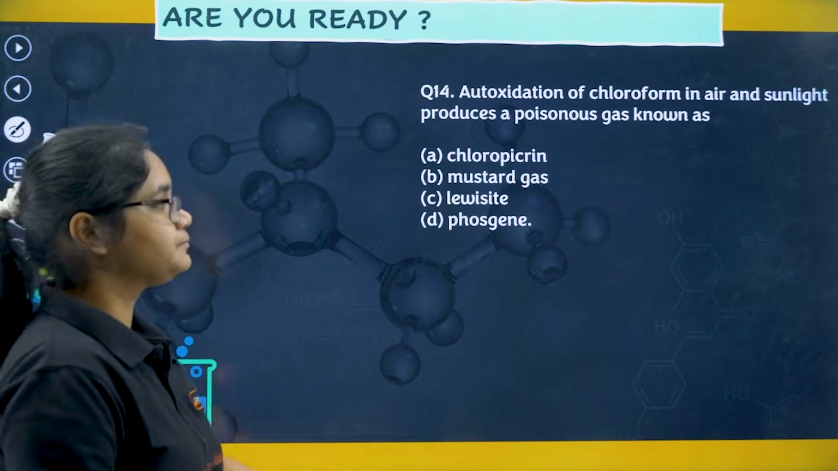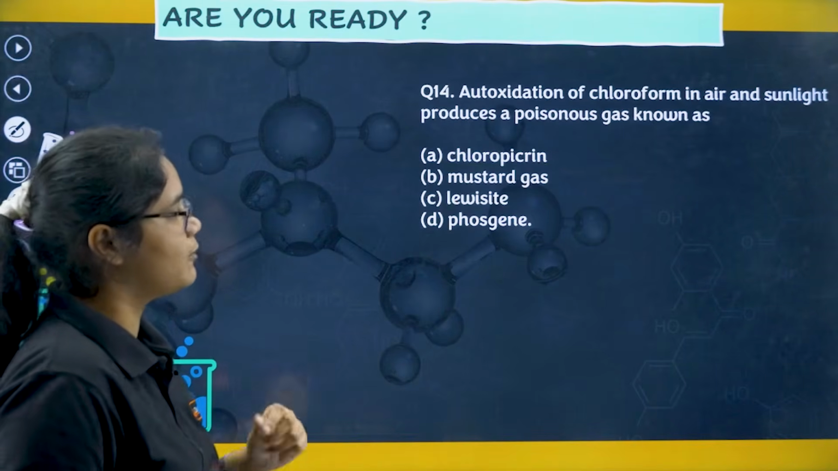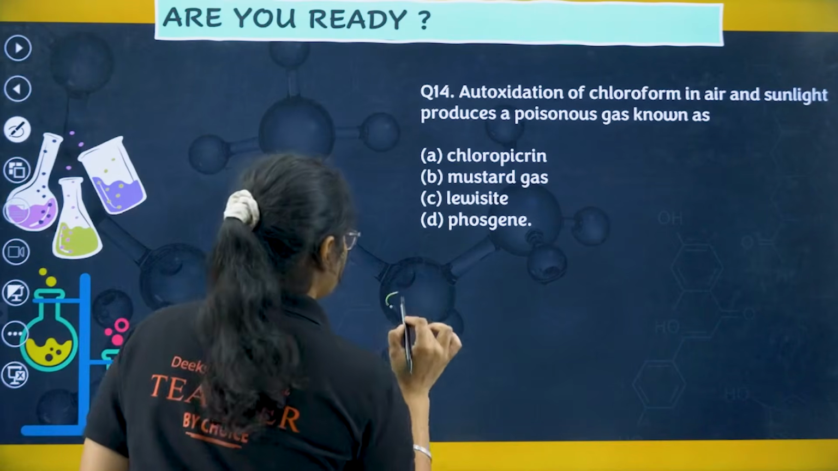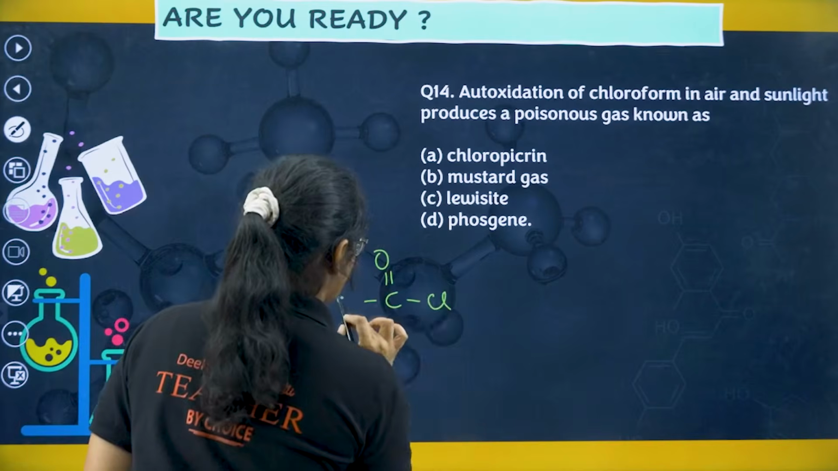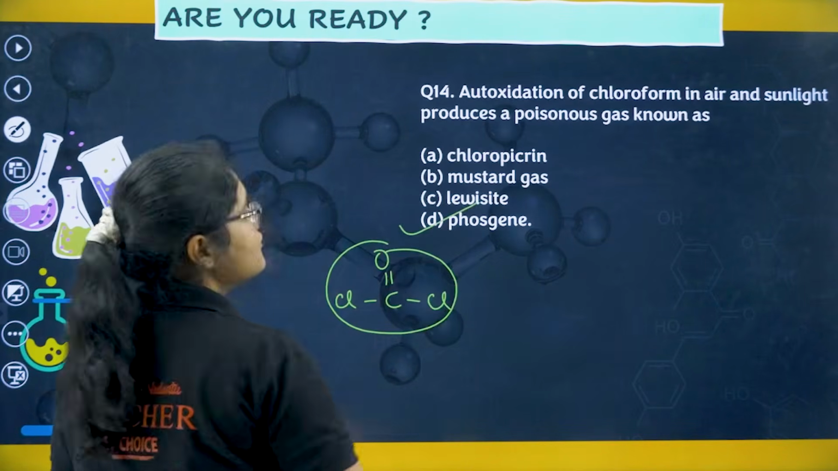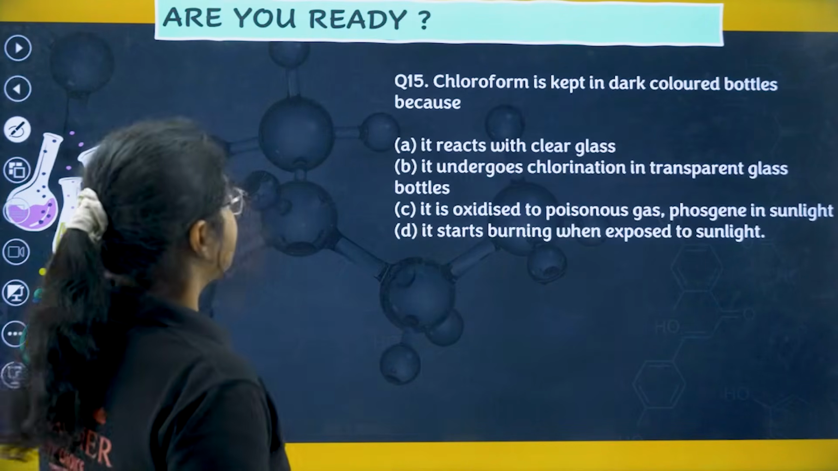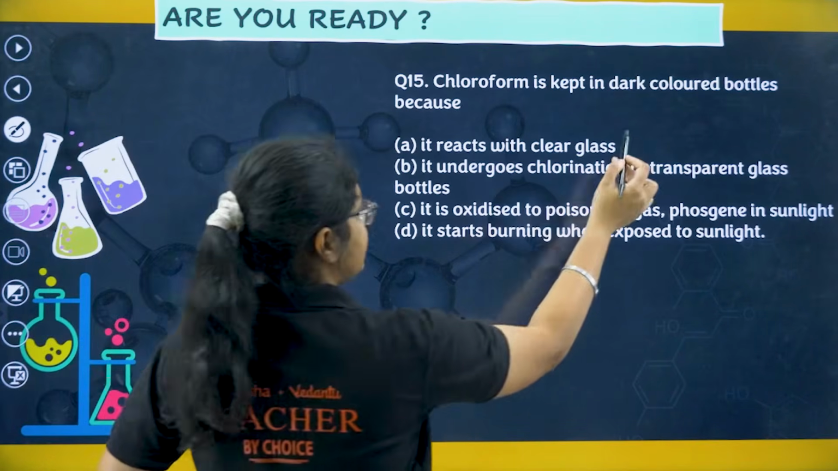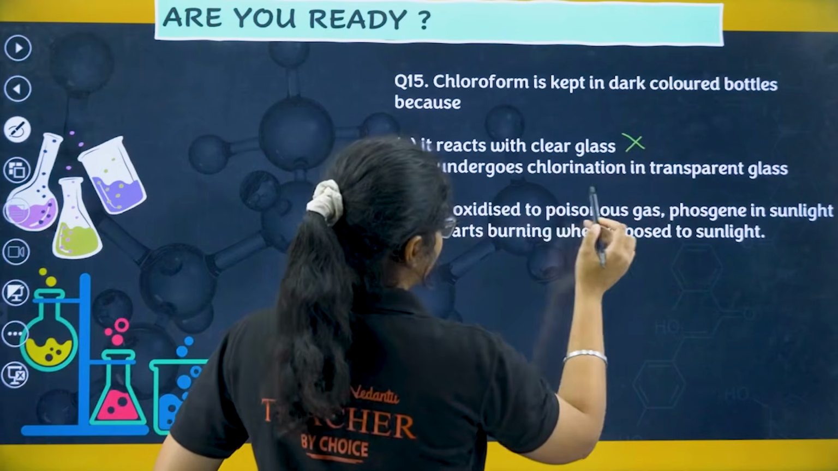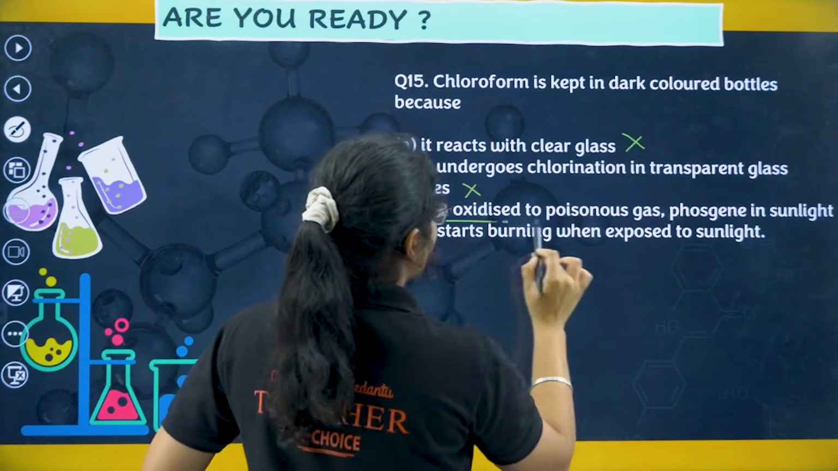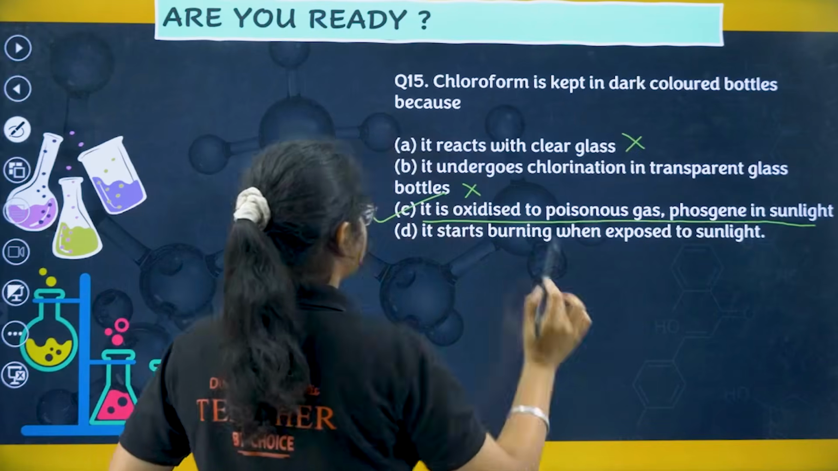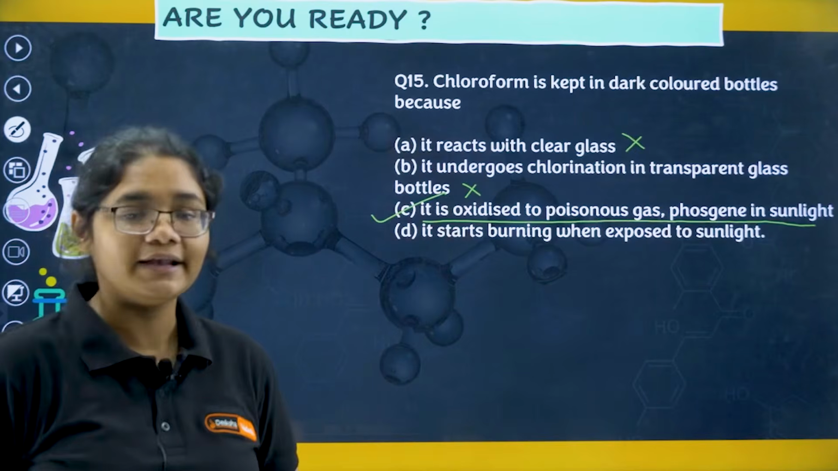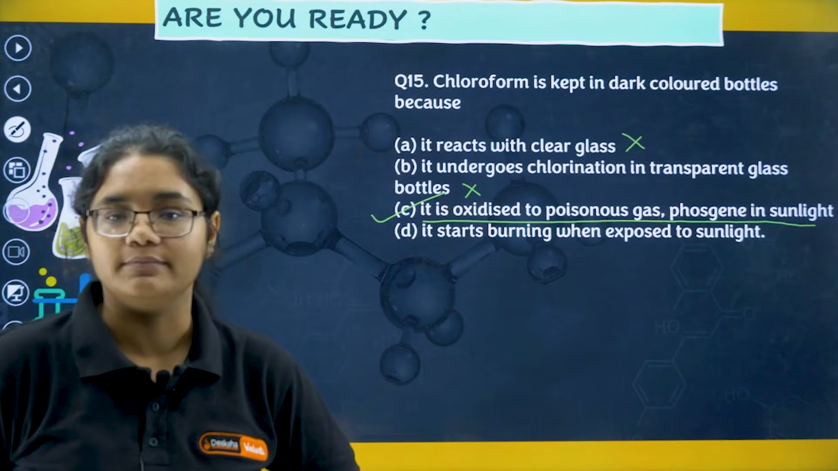Second last question. Auto-oxidation of chloroform in air and sunlight produces a poisonous gas known as? I have told you this is a very important question. We get a gas like this which is called phosgene. Next we have: chloroform is kept in dark colored bottles because it reacts with... No. It undergoes chlorination in transparent... No. It is oxidized to a poisonous gas in the presence of sunlight. So that is why it should be kept in dark bottles where there is no sunlight. It cannot react. So that is why option number C here.